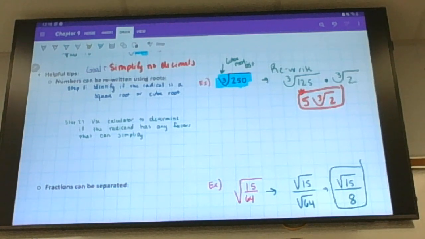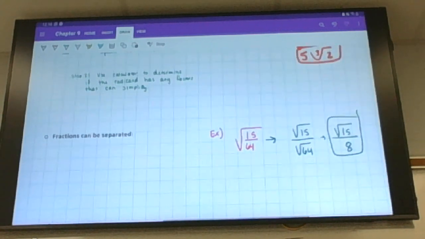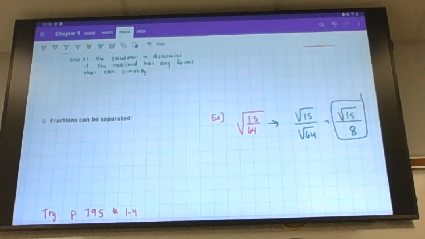And that's what we're doing today. I have 4 problems to do with you, and then you'll be in Big Ideas Math. Go to page 795 and try 1 through 4.